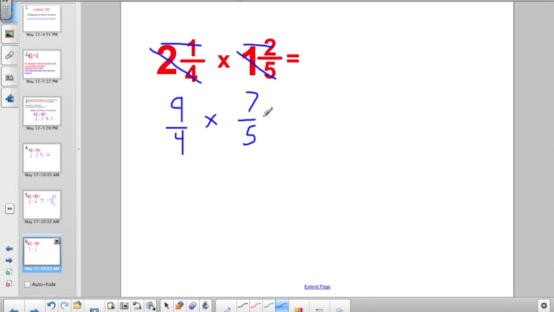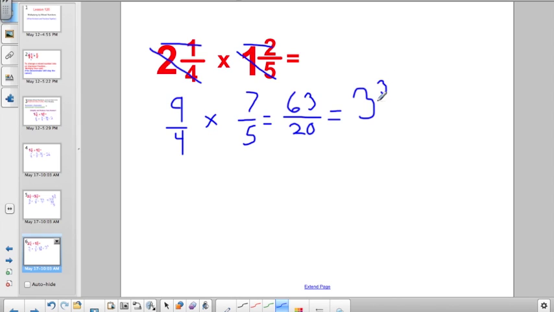Now it's numerator times numerator. 9 times 7 is 63. Now denominator times denominator. 4 times 5, that is 20. And get it from an improper fraction back into a mixed number. 20 is going to divide into 63, I believe 3 whole times, right? What is 3 times 20? Hey, that's 60. So 63 minus 60, I have 3 left, right?